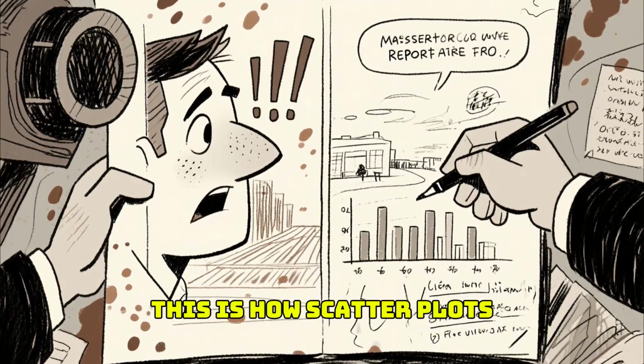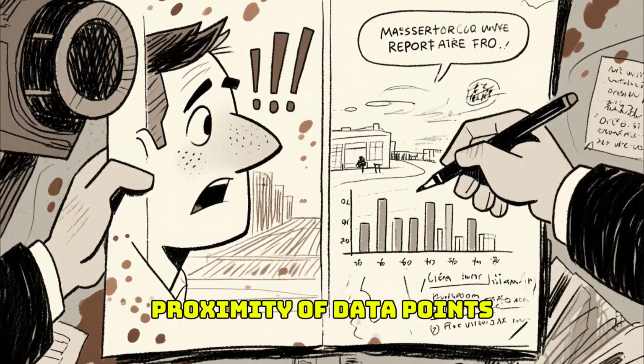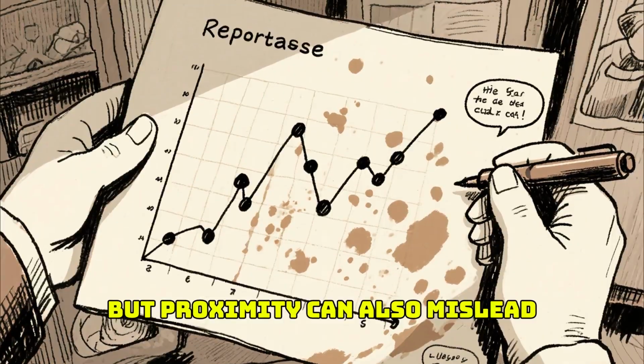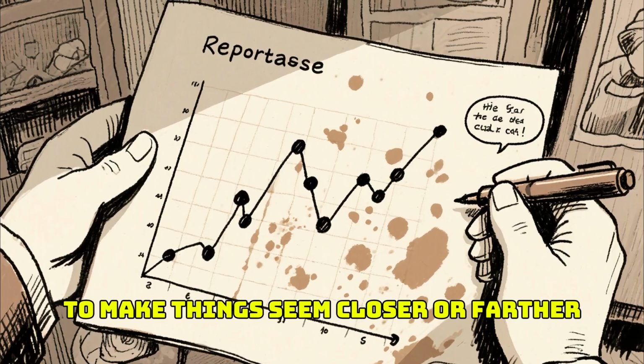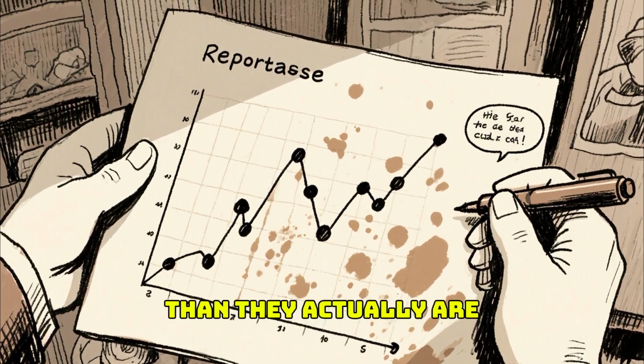This is how scatter plots communicate patterns through proximity of data points. But proximity can also mislead if scales are manipulated to make things seem closer or farther than they actually are.